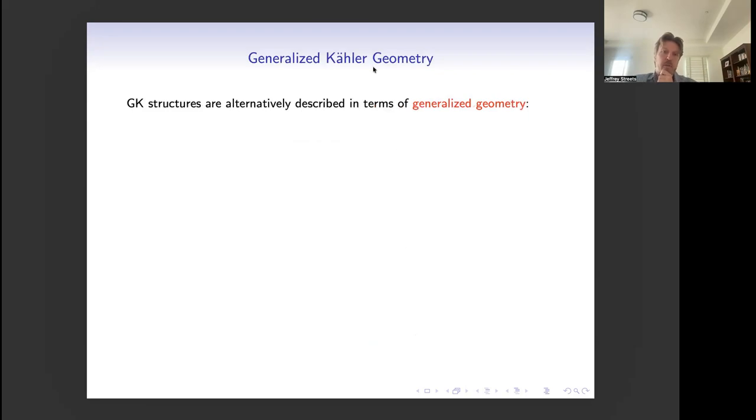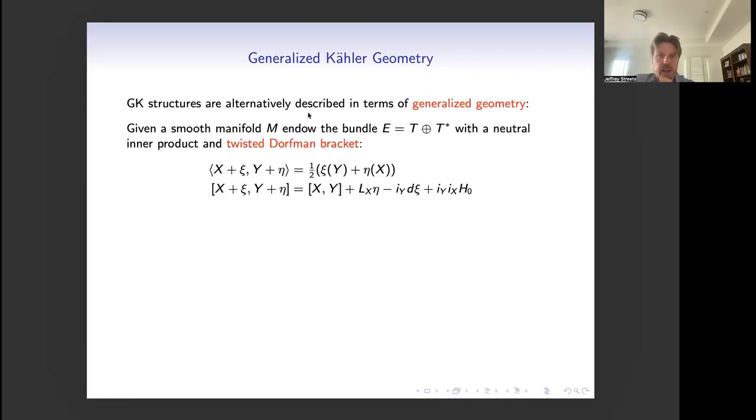Of course, as is again probably quite well known to this crowd, and we've probably seen already in this series, we can describe generalized Kähler structures more efficiently in terms of generalized geometry. We saw this already in Roberto's talk, so I'll go very quickly through this. If we have a smooth manifold M, we can endow the tangent bundle T plus T star with two key structures. First is a neutral inner product defined as follows, and then a Dorfman bracket twisted by the form H naught. So we have this equation for the twisted Dorfman bracket on T plus T star.